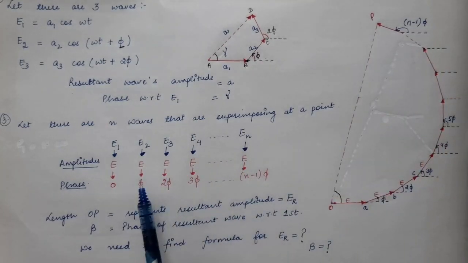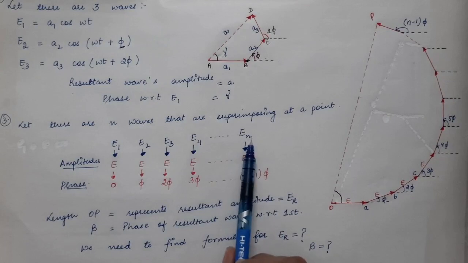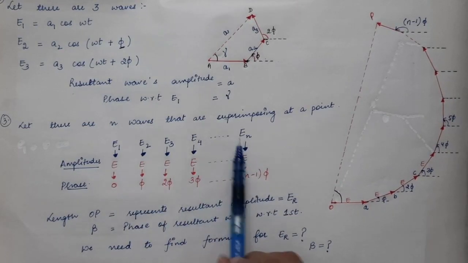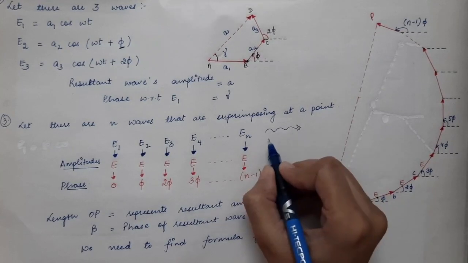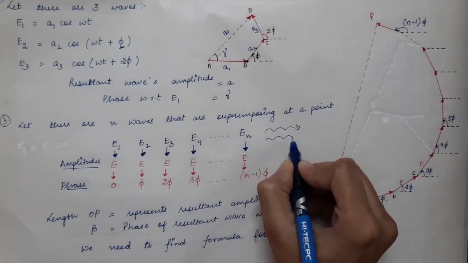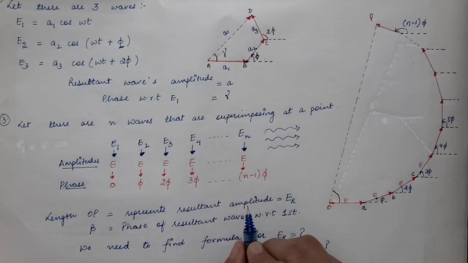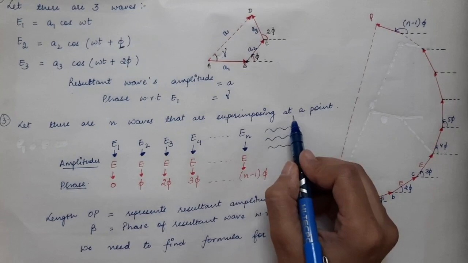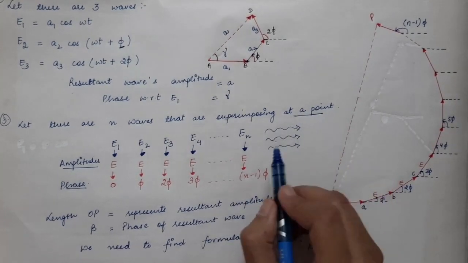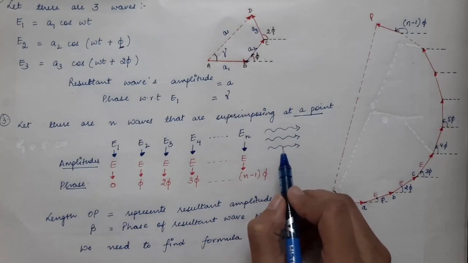Keep in mind the direction of these vectors, the direction of these waves, they are along a particular direction. So let's say this is the first wave, then this is the second wave, then we have the third wave, and so on. We will have n number of waves. All these waves are superimposing at a particular point, and let's say they are traveling in the same direction.